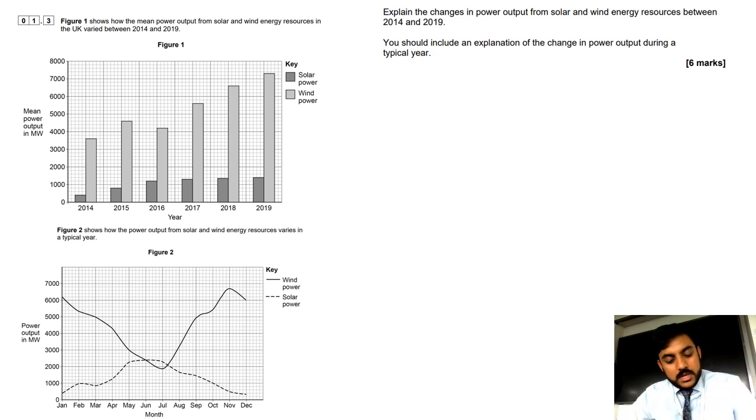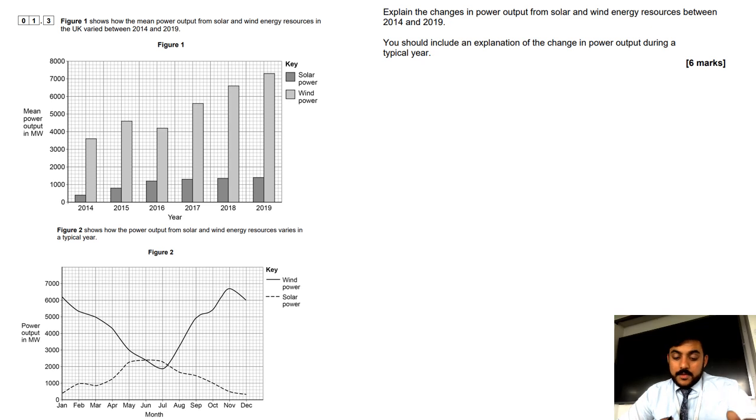Figure 1 shows how the mean power output from the solar and wind energy resources in the UK varied between 2014 and 2019. Figure 2 shows how the power output from the solar and wind energy resources varies in a typical year. Explain the changes in the power output from the solar and wind energy resources between 2014 and 2019. You should include an explanation for the change in the power output during a typical year.